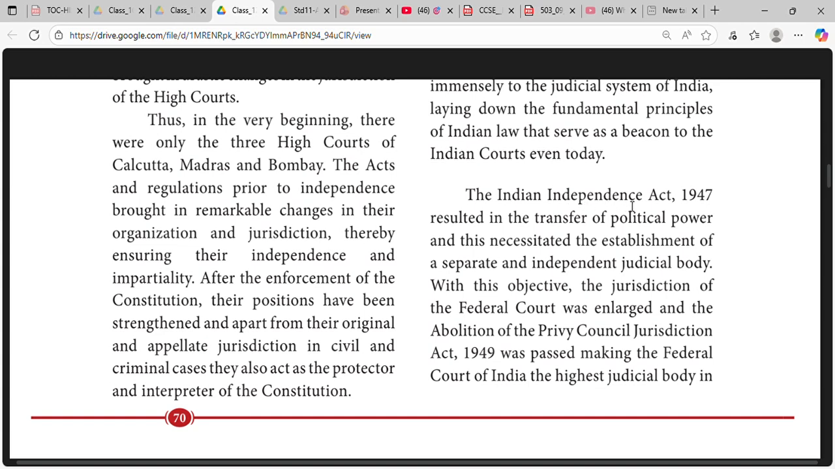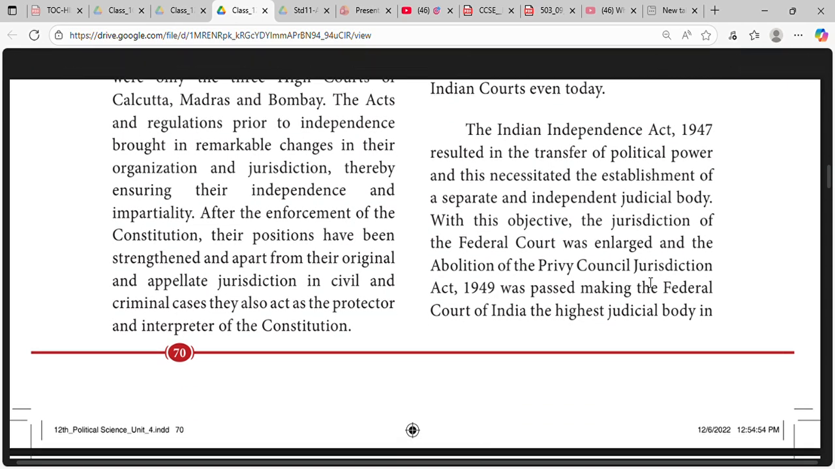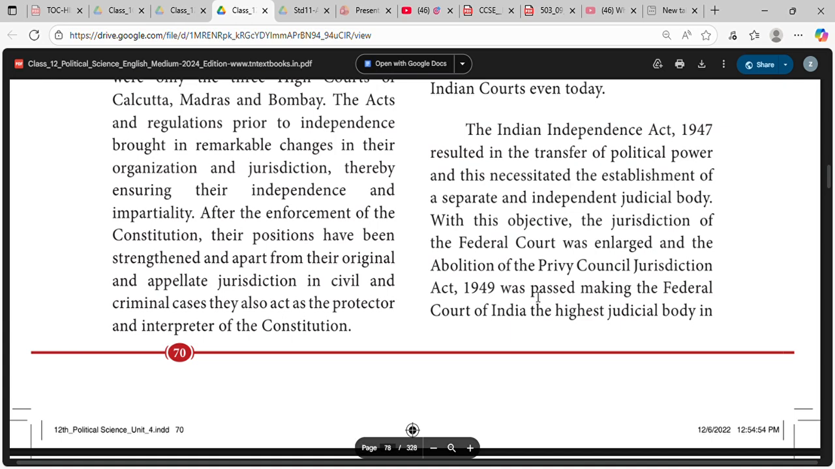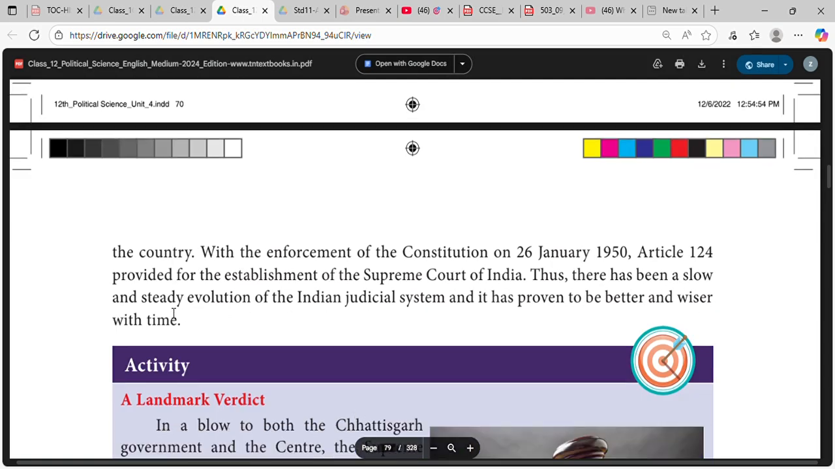The Indian Independence Act of 1947 resulted in the transfer of political power, and this necessitated the establishment of a separate and independent judicial body. With this objective, the jurisdiction of the Federal Court was enlarged, and the Abolition of the Privy Council Jurisdiction Act 1949 was passed, making the Federal Court the highest judicial body in the country.